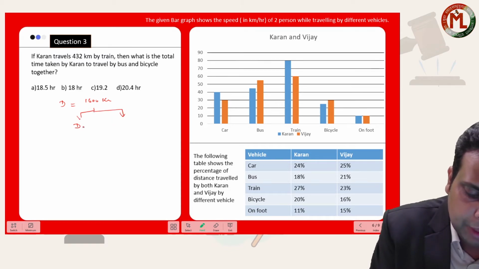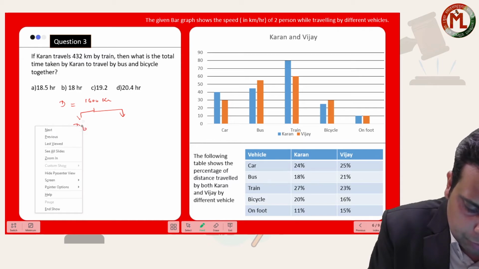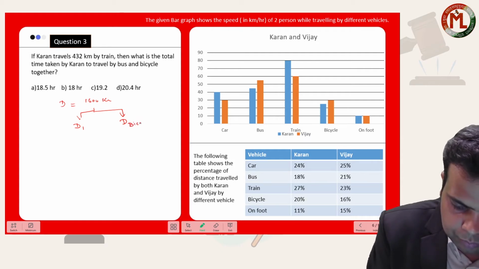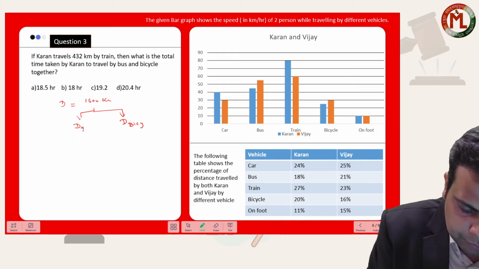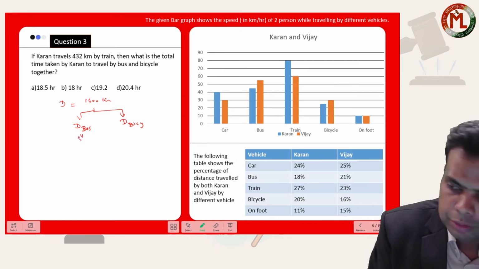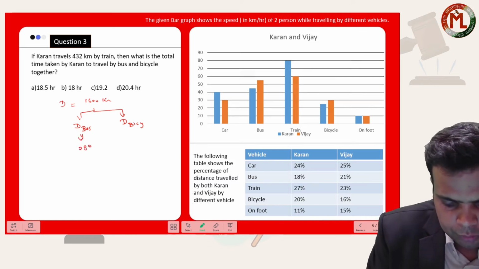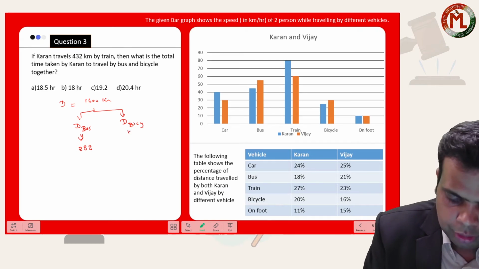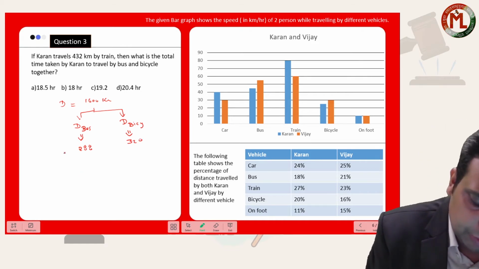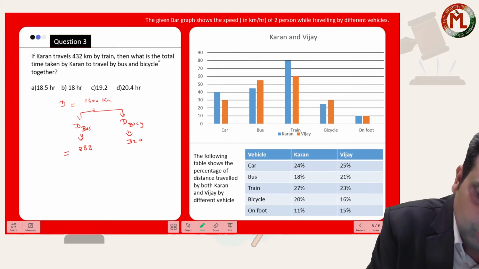So distance by bus and distance by bicycle. Now distance by bus we got is 288 in the previous question. The question was the same. Now by bicycle we got 320. Correct? Now we know that we have to find out the time. What is the total time?